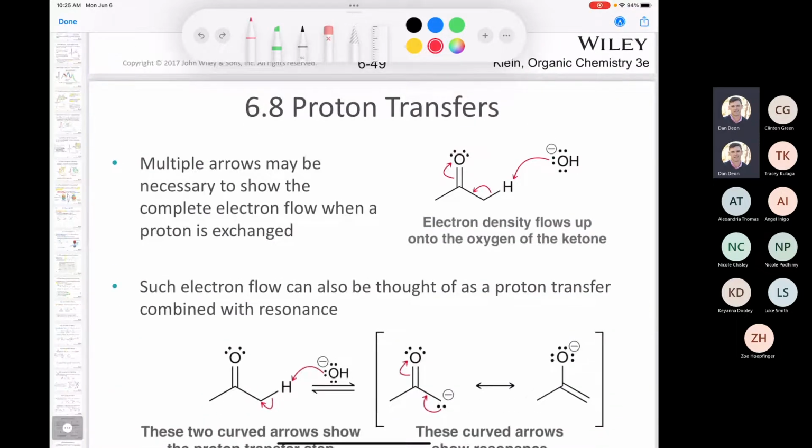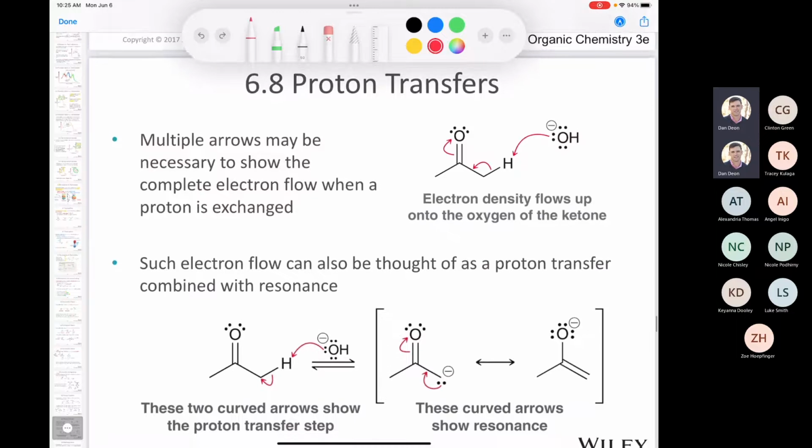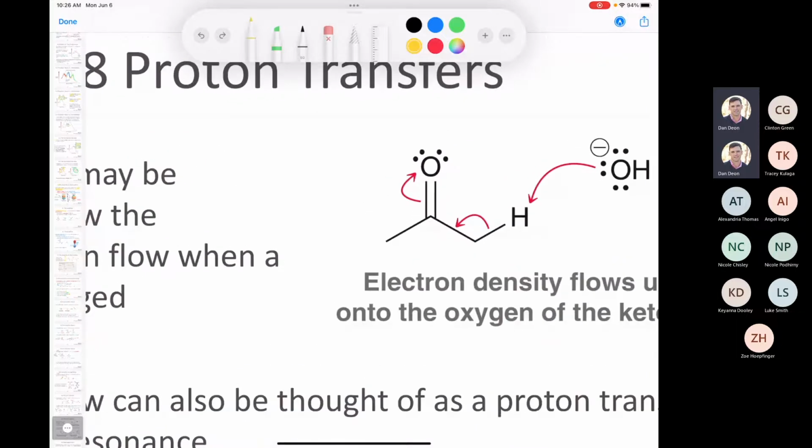Multiple arrows may be necessary to show the complete electron flow when a proton is exchanged. For example, take this proton transfer right here. We have 3 curved arrows. The hydroxide, which is a base, is accepting a proton, but then to show what's happening to the pair of electrons in this bond, they're saying, okay, well, I'm going to take those pair of electrons, make a pi bond here, and then I'm going to break this pi bond and put the lone pair up here.